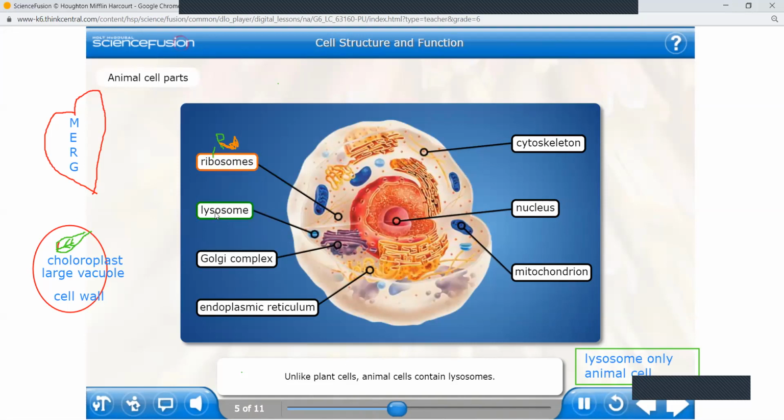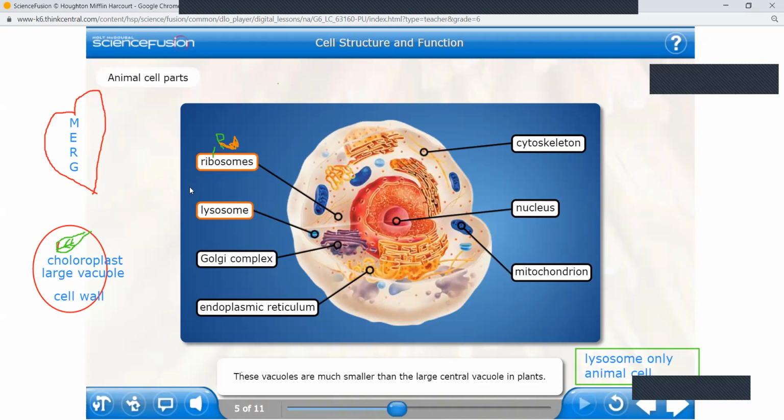Unlike plant cells, animal cells contain lysosomes. Lysosomes digest cellular waste. Some of the wastes are then collected in vacuoles to be transported out of the cell. These vacuoles are much smaller than the large central vacuole in plants.